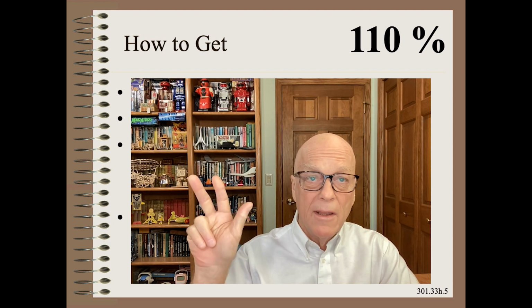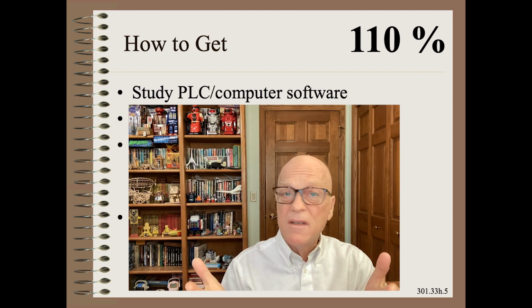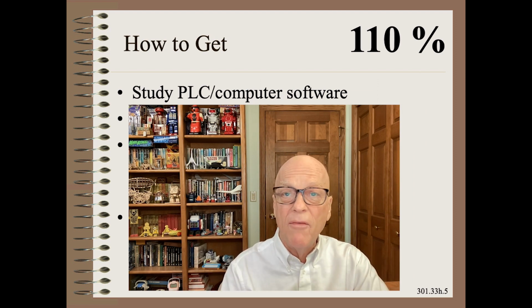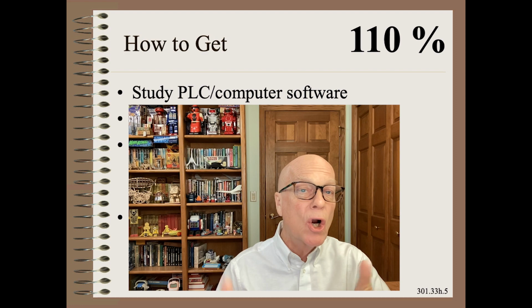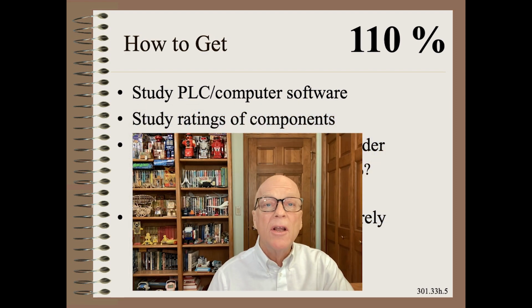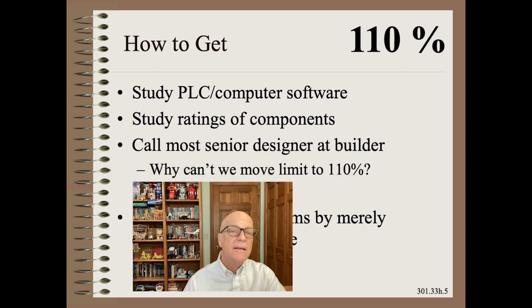To get more out of your machine, you must do three things. The first is to study the PLC or computer software where those limits are coded. Second, you must study the mechanical ratings of the components. Finally, you should call the most senior designer at the builder and ask them quite pointedly and directly how you can get to 110%. They may or may not tell you or even know, but it's worth a try.